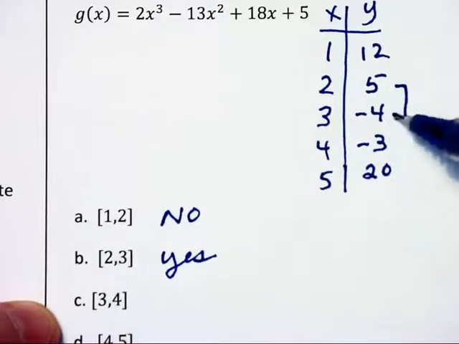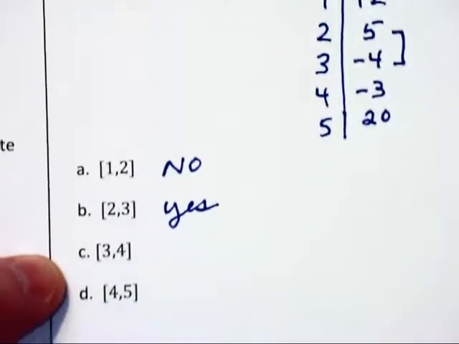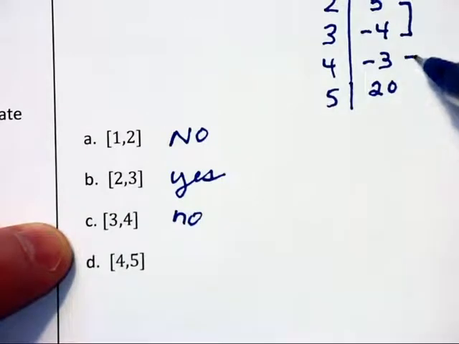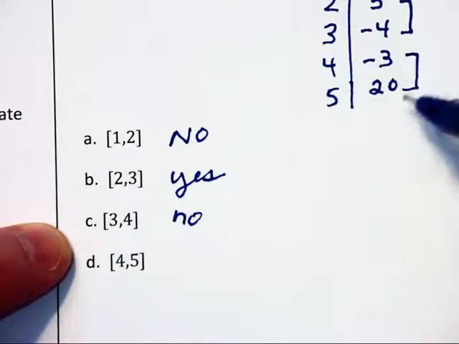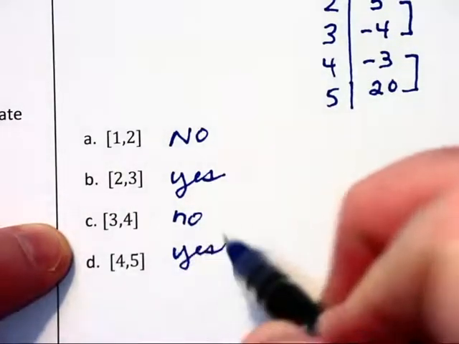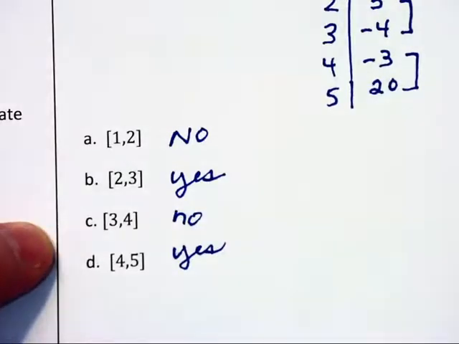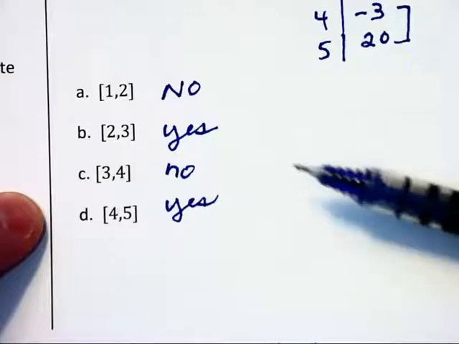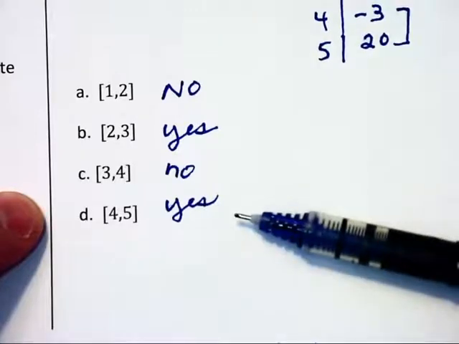So yes, we are guaranteed to have a 0 on that interval. From 3 to 4, there's no guarantee at all. We don't know whether there will be a 0 on that interval. But on the interval from 4 to 5, going from negative to positive, we do have a guarantee that there will be a 0 on that interval. That does not tell us what the 0 will be. It just guarantees the existence of a 0 or x-intercept on that interval.